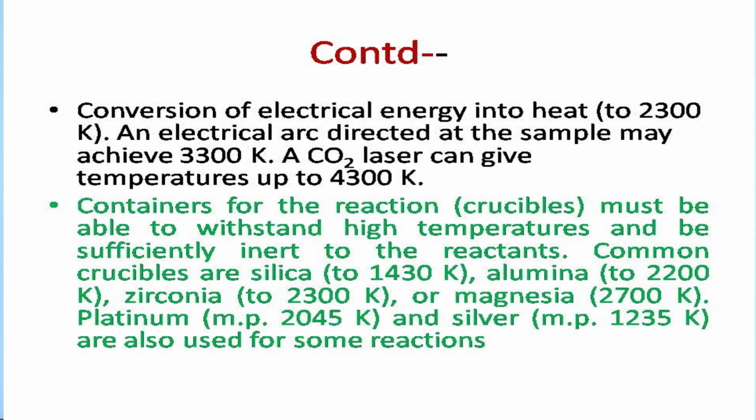Now, what are the containers for the reaction materials? In this particular case, we call them crucibles. They must be able to withstand high temperature and be sufficiently inert to the reactants, so that they do not react with the reactants that we have. Common crucible materials are silica, which can be heated up to 1430 degree K, alumina up to 2200 degree K, zirconia 2300 degree K, magnesia 2700 degree K, platinum melting point 2045 degree K, silver 1235 degree K, and gold, which is about 1000 degrees plus centigrade, can also be used for some of the reactions.